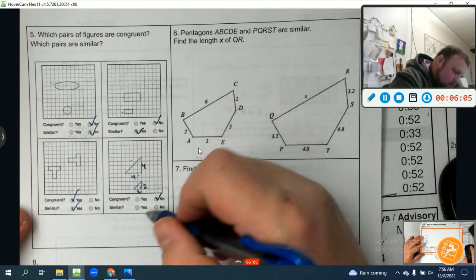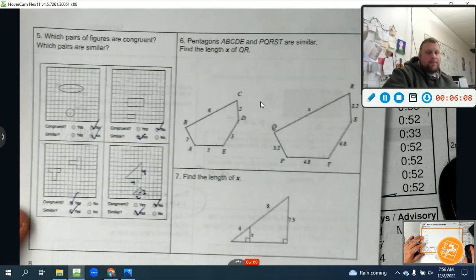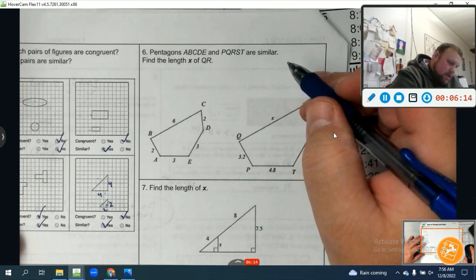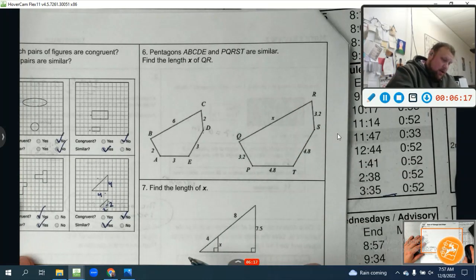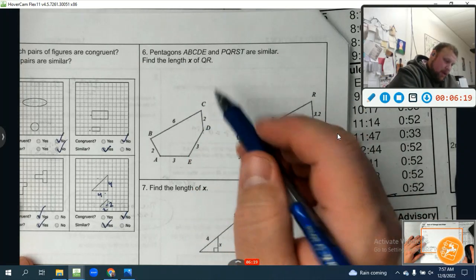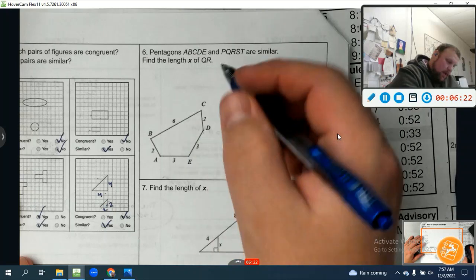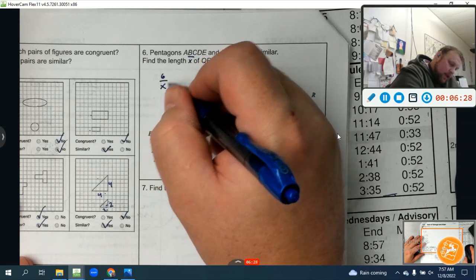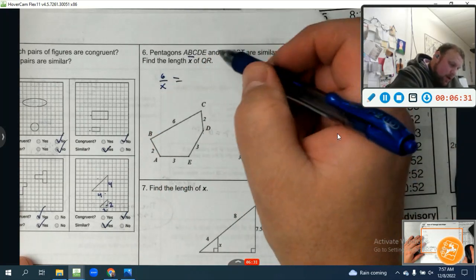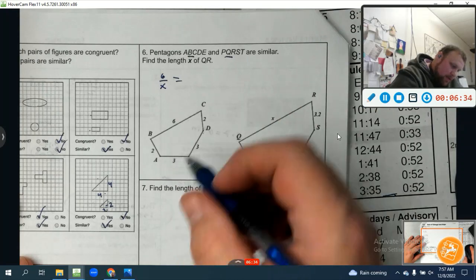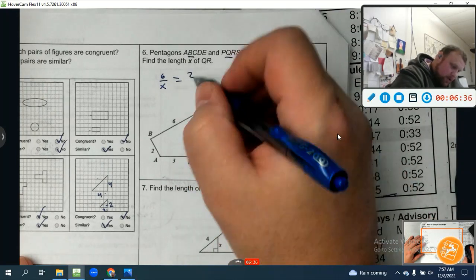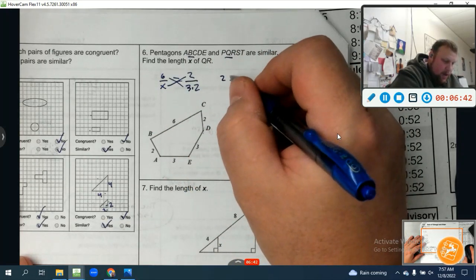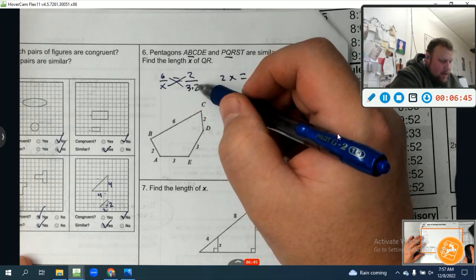Pentagon A, B, C, D, E and P, Q, R, S, T are similar. Find the length. If they're similar, their sides are in a ratio to each other. BC is in a ratio to QR, so that would be 6 over X equals AB over PQ. AB is 2 over PQ, which is 3.2. So we're going to cross multiply, and we get 2X equals 18 and 1.2, 19.2. Divide both sides in half.